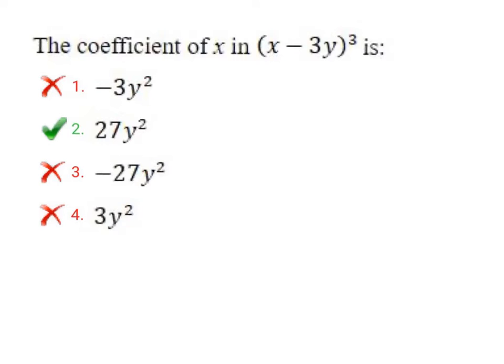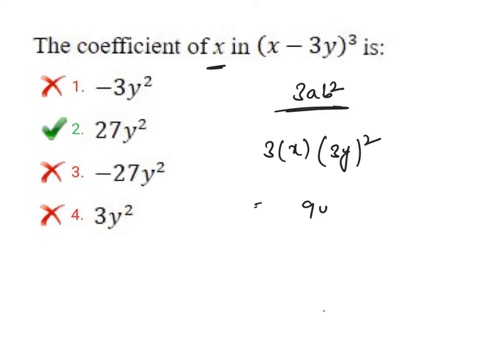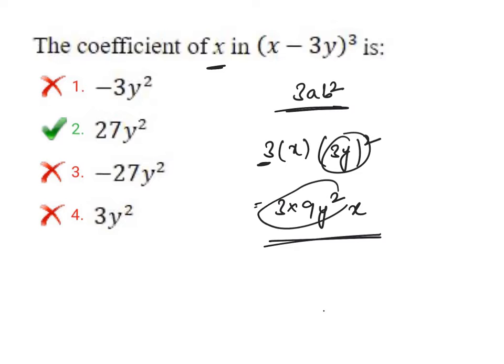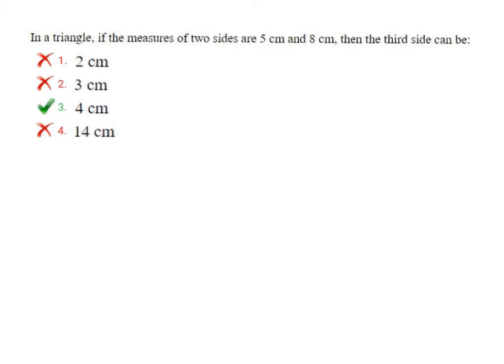Next one. The coefficient of x. So, we know that we need to get 3ab square here. a is x and b is minus 3y. So, 3 into x into minus 3y whole square, which is anyway plus only. So, 3y whole square, so it is 9y square into x. This is 9y square into x, and another 3 we have here. So, therefore, it becomes 27y square. That's the answer.